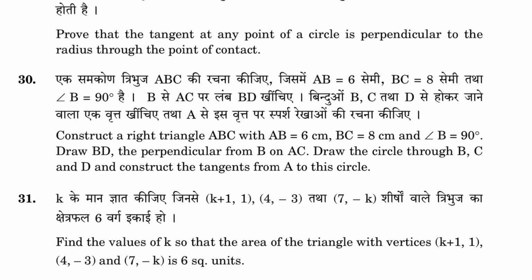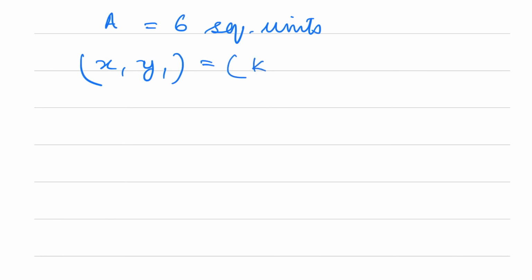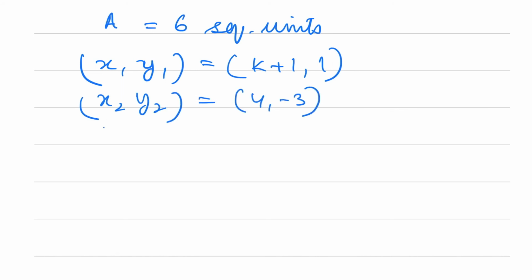31st question. This is the last question of this section as well as this paper. In this question, we are given that the area of the triangle is equal to 6 square units. And we are given the vertices. x1, y1 is equal to k plus 1, 1. And x2, y2 is given as 4, minus 3, x3, y3 is given as 7, k.